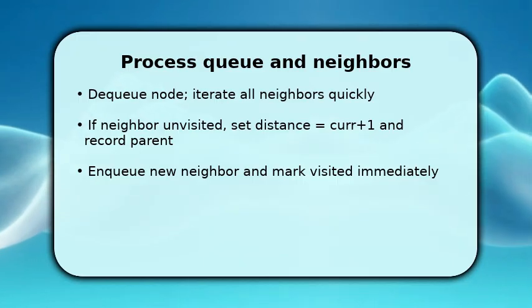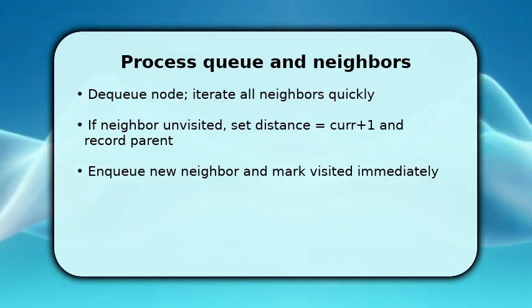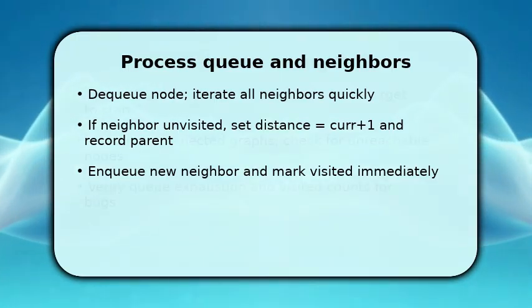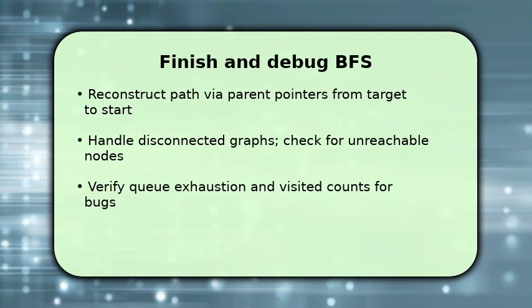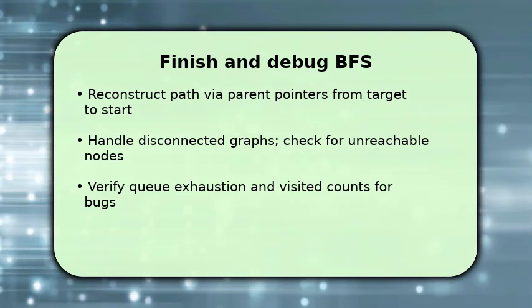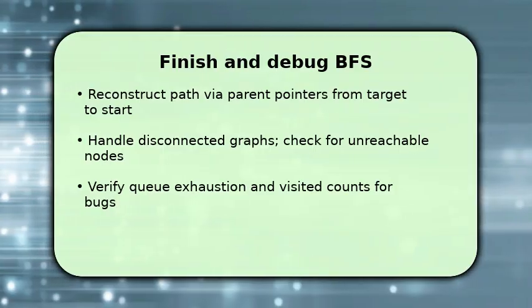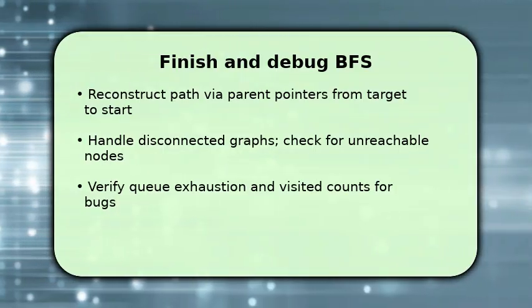Keep this loop until the queue is empty or you reach the target node for an early exit. You finish by reconstructing the path from target back to start using parent pointers, reversing the sequence at the end. If no parent exists for the target, report unreachable. This handles disconnected graphs gracefully.